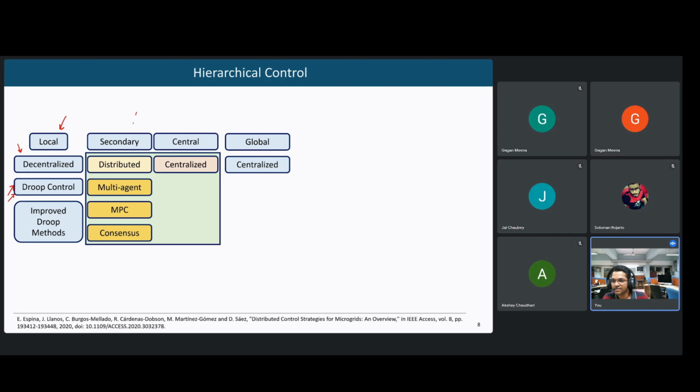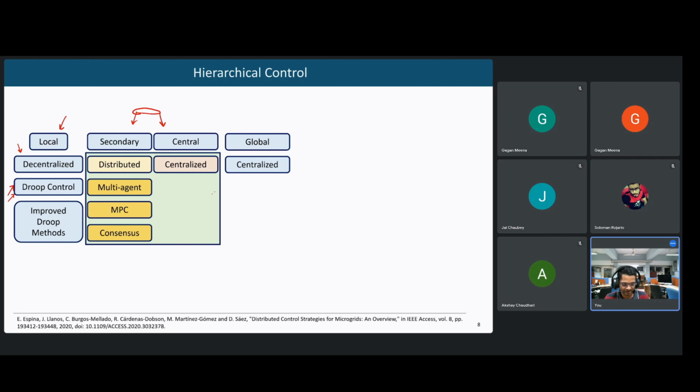Then at secondary and central control, we can have either distributed or centralized. Any of these can be used, depending upon our requirement. In distributed, these are the different types of techniques used: multi-agent, then model predictive control, and then consensus-based algorithms. The problem with the centralized is that there is only a single link, and both of them require communication.